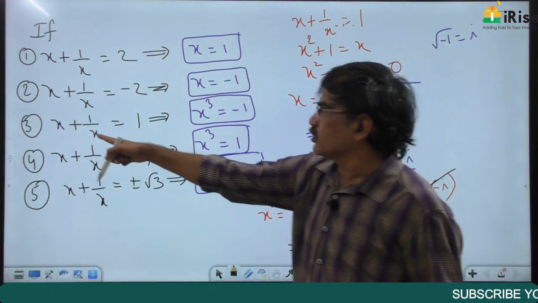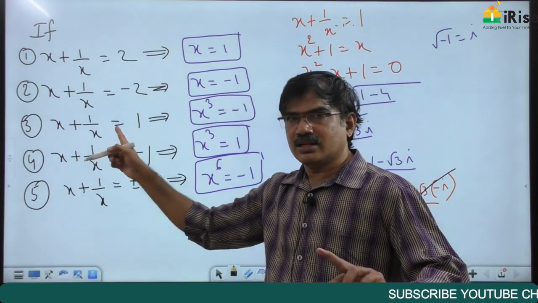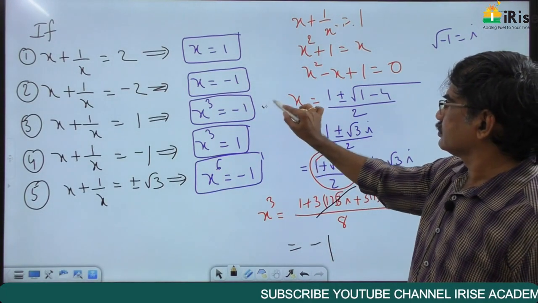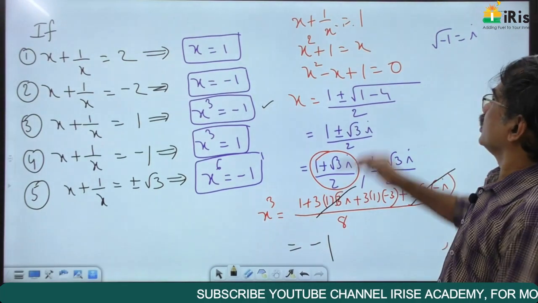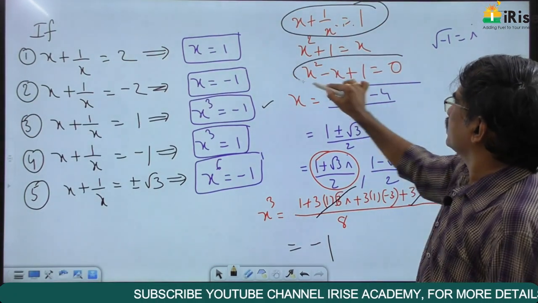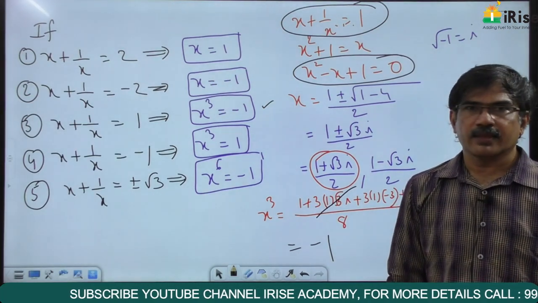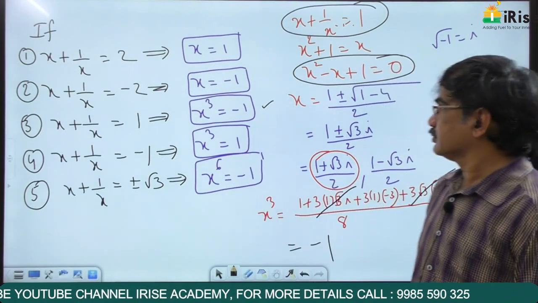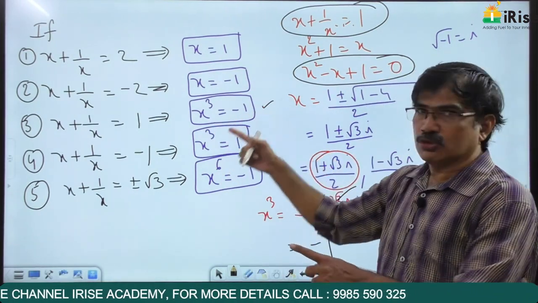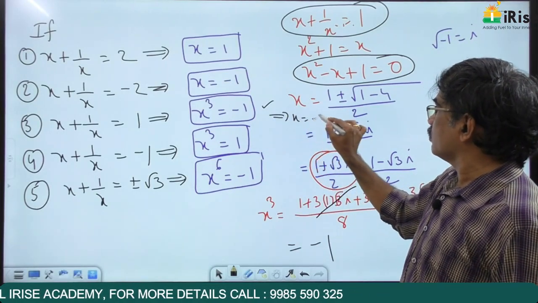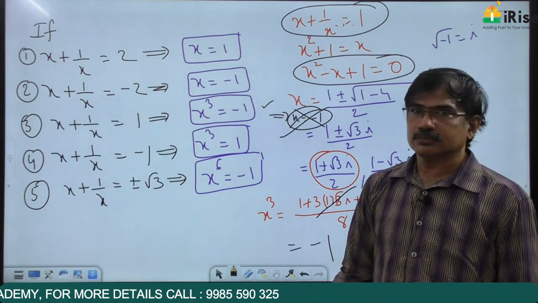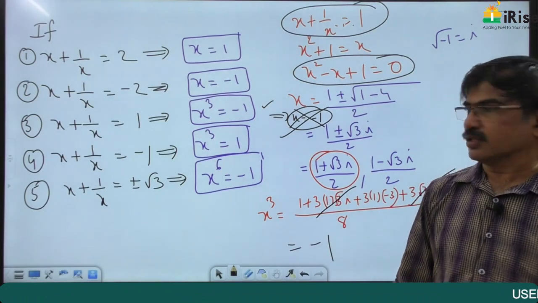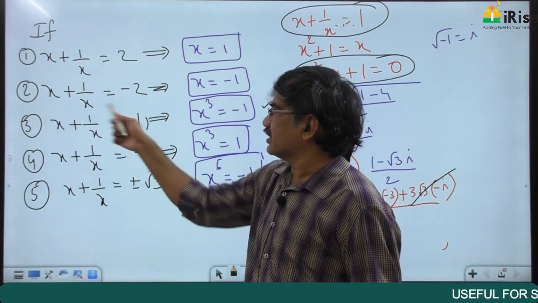So if x plus 1 by x is 1, exactly x is imaginary, but x cube is equal to minus 1. Okay, if this condition is given anywhere, we write directly x cube is equal to minus 1. Don't conclude that x cube is equal to minus 1 implies x is equal to minus 1, please. This is wrong, because x is equal to minus 1 is wrong. X is imaginary. We don't get a real number. If you put x is equal to minus 1 here, this is not satisfied.